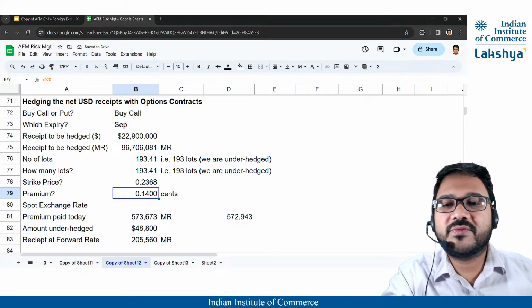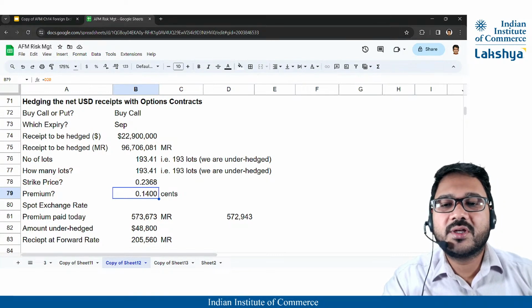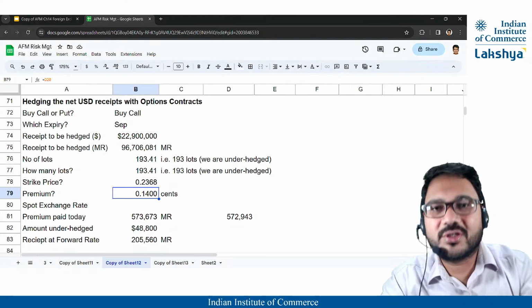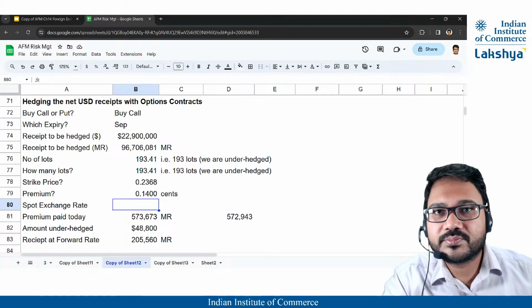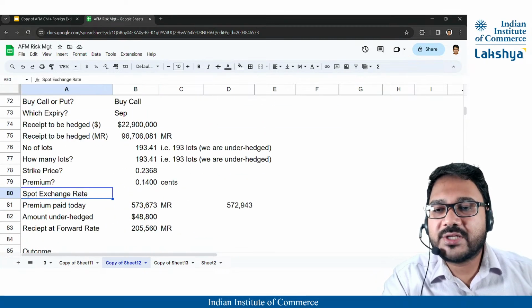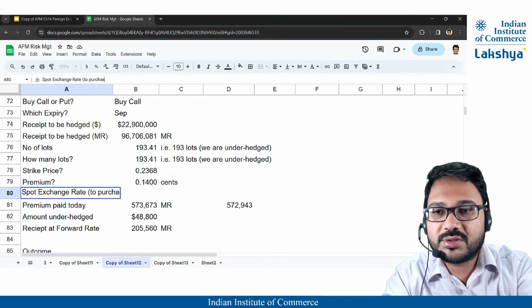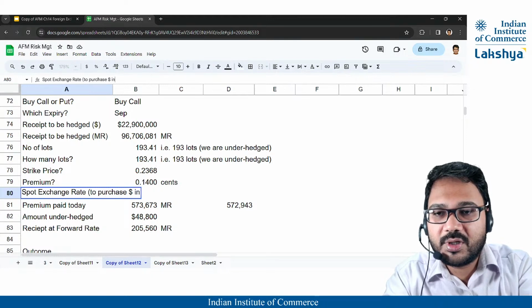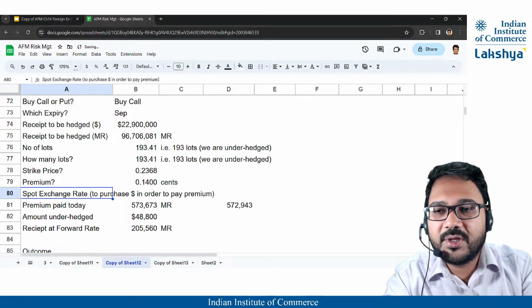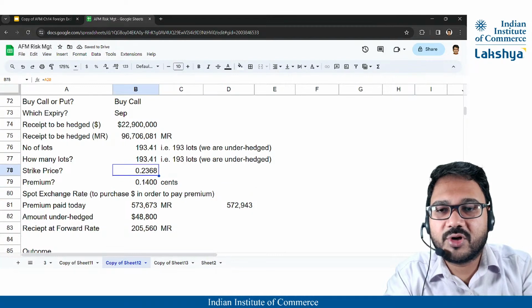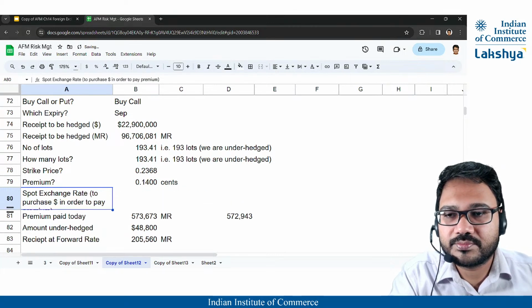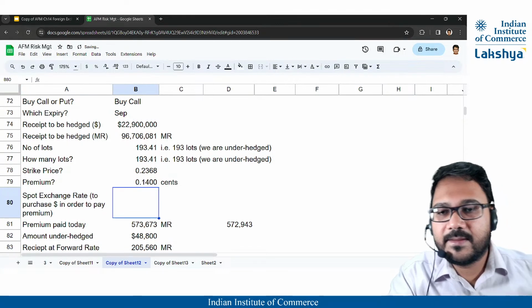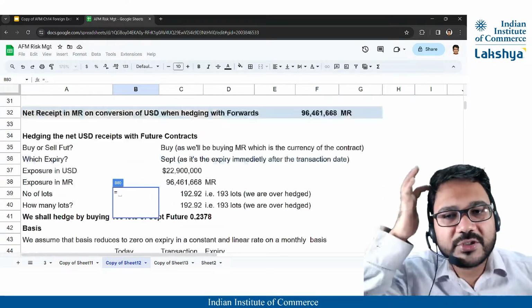Okay, see, what is happening is we need to pay 14 cent per unit. So we are first converting it into dollars. So we need to pay in dollars, basically. We are a Malaysian company. We do not have those dollars. So we need to purchase dollars, right? Now, what spot exchange rate to purchase dollars in order to pay premium? So the spot exchange rate that is applicable in order to purchase dollars for the premium is equal to, now you have the spot rates available over here.